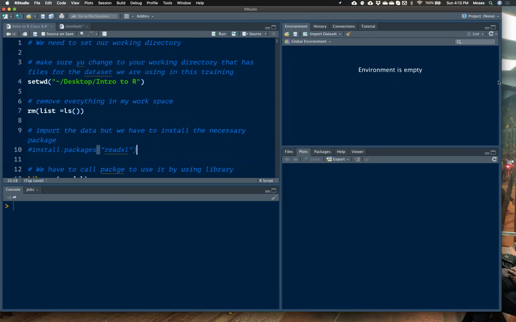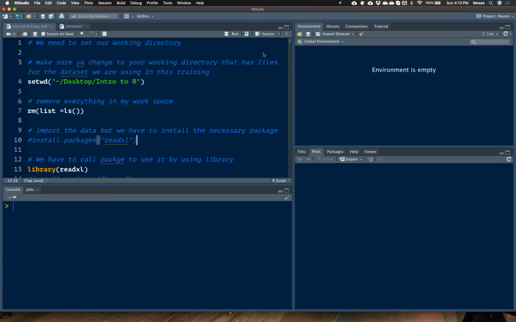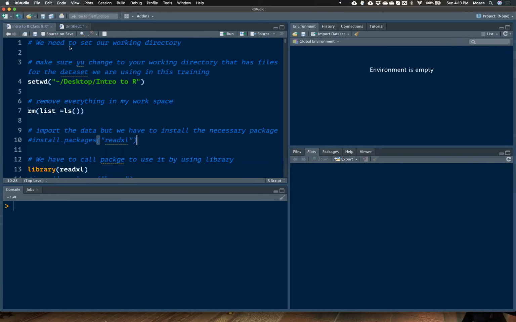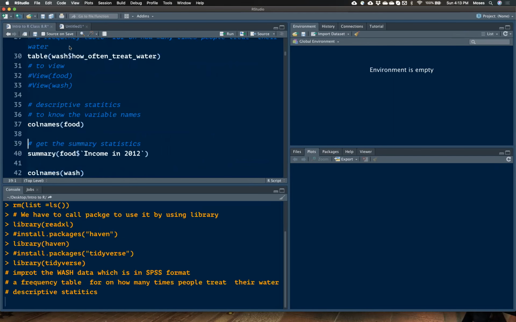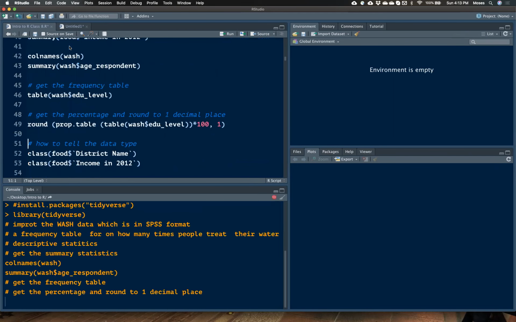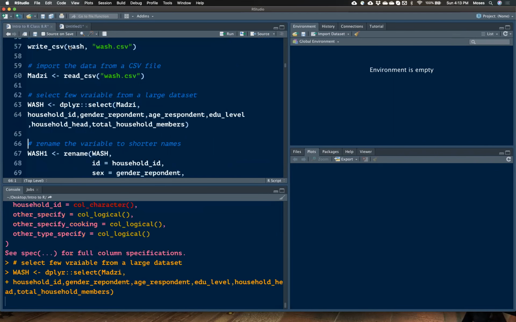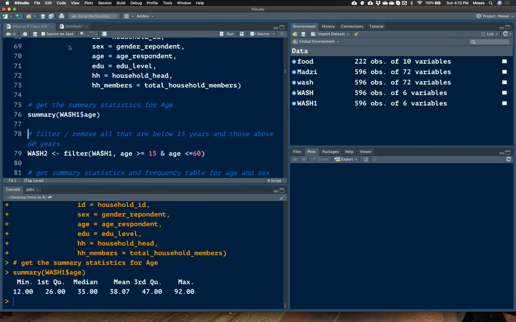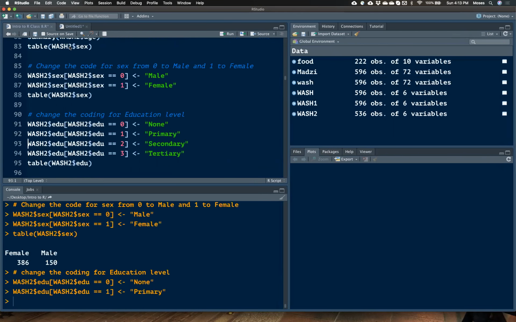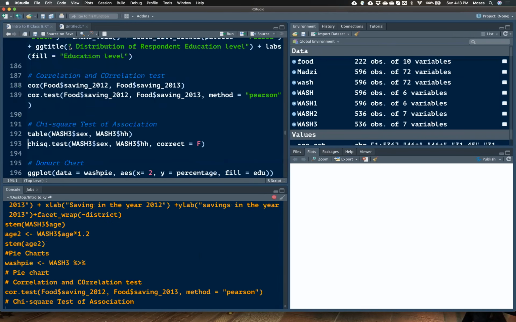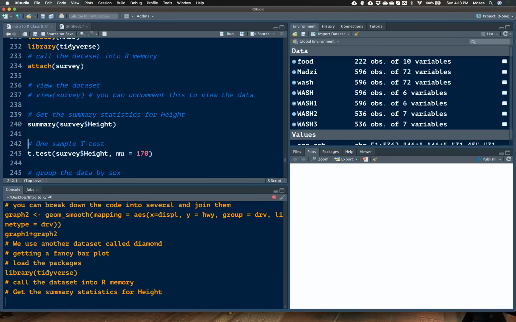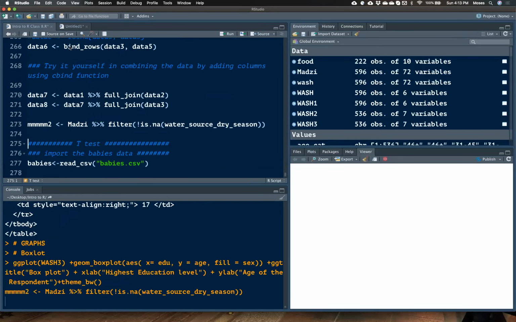I hope you have this script already. I will just make sure that we import the data. I'll run the whole script up to the end, and then we can import today's data set.